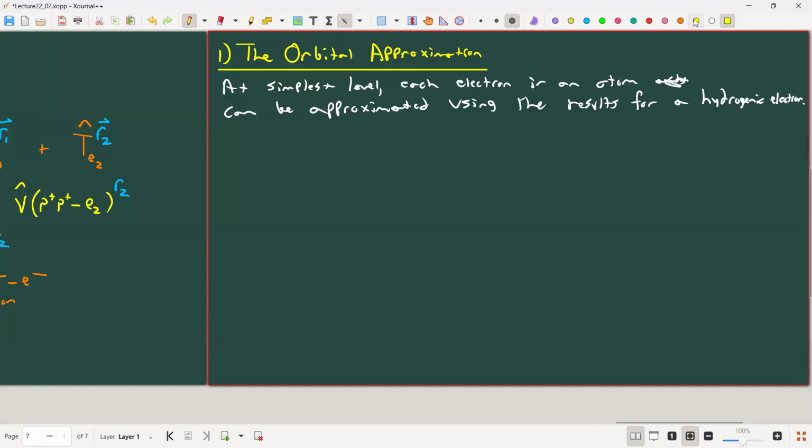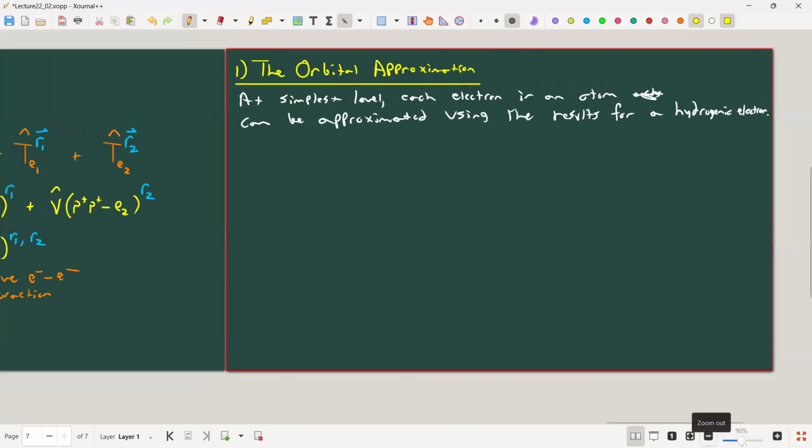Wait, this is what we did in the homework. Yes, that's the same idea. We're doing a slightly different problem, but it comes from the same concept, where we're taking properties of hydrogen and extrapolating them to larger systems. What we're doing is assuming that we have an atom with n electrons, and we're going to treat it like we've taken n hydrogen atoms and smushed them all together.